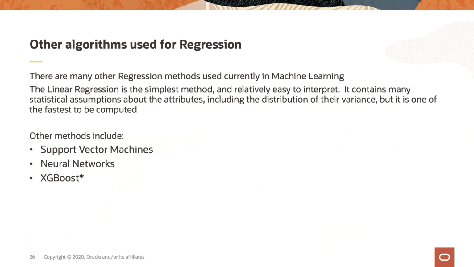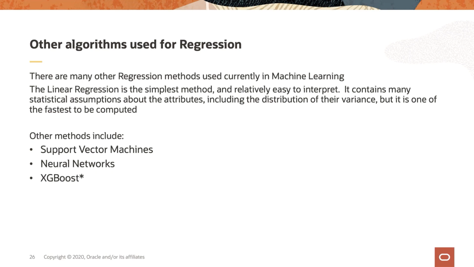So, other algorithms used for regression. What we talked about so far was the basic linear regression model, but there are many other methods. Support vector machines and neural networks can do regression, and XGBoost can do regression as well on our engine, but that's coming. It's available today in the beta versions of Oracle 20C, but it's not available yet in the cloud environment. So I'm just putting it with an asterisk here.